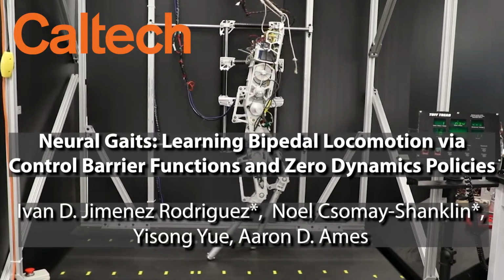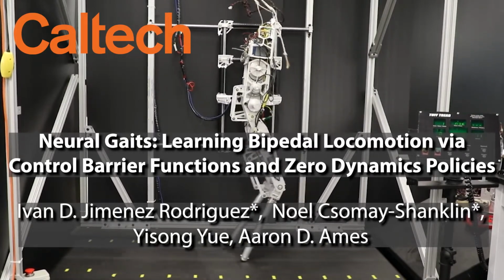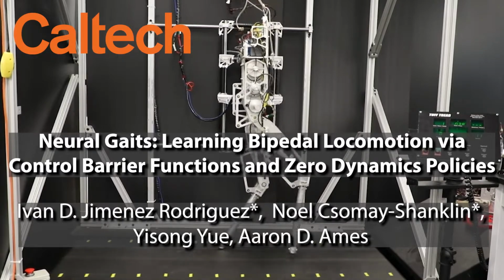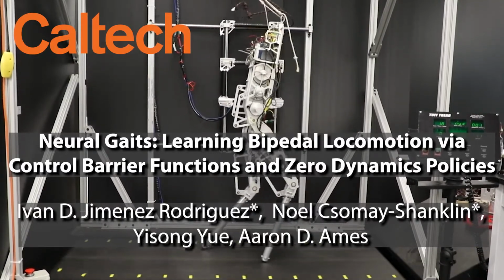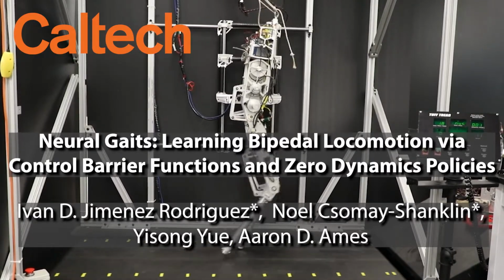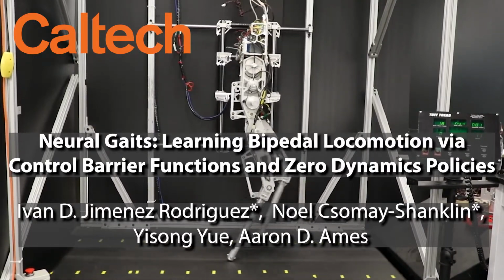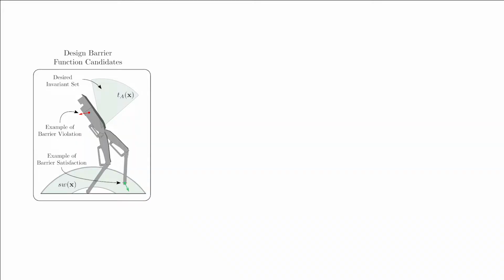We present Neural Gaits, learning bipedal locomotion via control variable functions and zero dynamics policies. We develop a method of generating dynamic walking behavior for a planar biped by incorporating three major components. First, we frame walking as a set invariance problem enforceable via control variable functions.